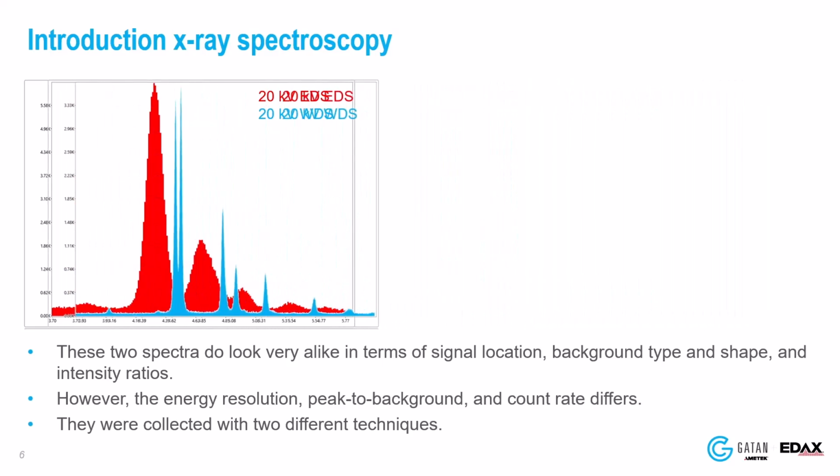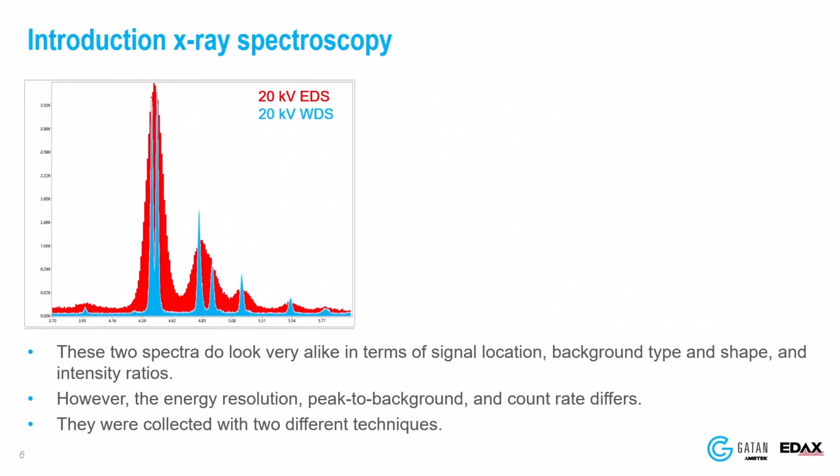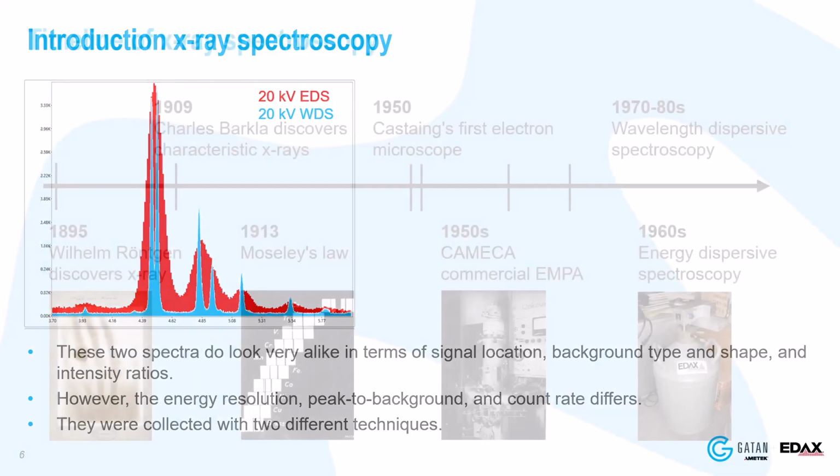When we overlay the two spectra, the difference becomes much clearer. They represent the same data, but with vastly different energy resolution and peak-to-background ratios. While the signal originates from the same sample, the red spectrum was collected using an EDS detector, whereas the blue spectrum was obtained with a WDS detector.